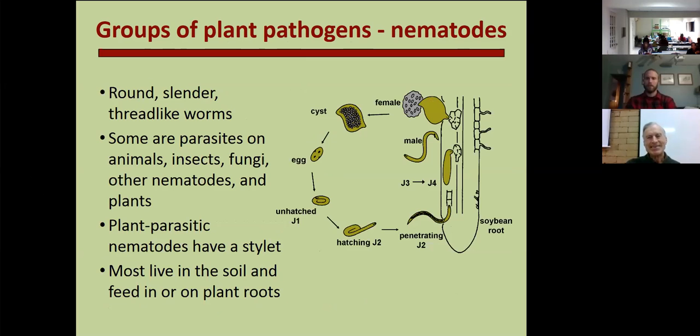So nematodes, they're little worms. Most of them are too small to see with the naked eye. You need a microscope to see them. There are different kinds of nematodes that do all kinds of different things. Not all of them cause disease. Some of them are beneficial. But there are some that are parasites on animals or insects or fungi or other nematodes or plants.